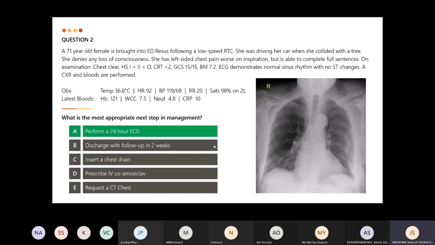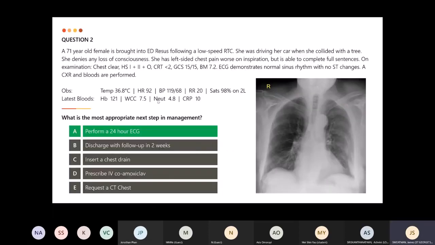So the answer was perform a 24-hour ECG. And again, this goes back to always remembering your bread and butter medicine, and that's the reasoning behind this question. Some people put discharge with follow-up, perfectly reasonable. Set up a chest drain, I'd like to know what you're going to drain. And then request a CT chest, which is what most people went for, which again is completely reasonable as well.